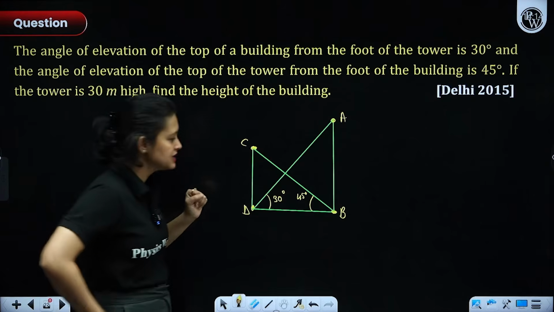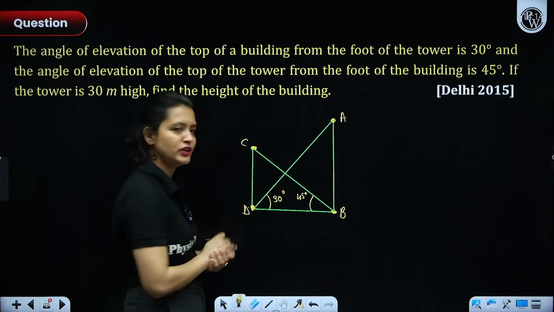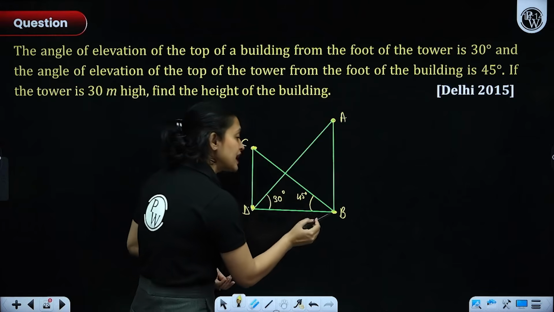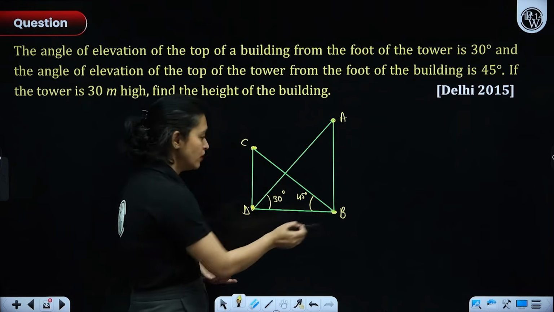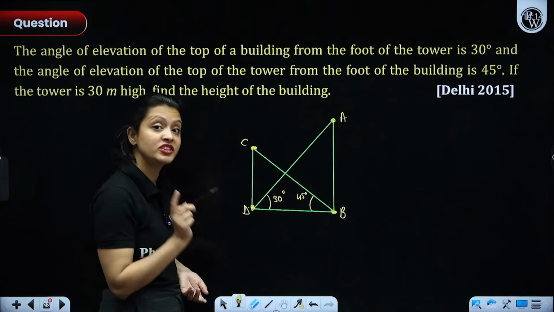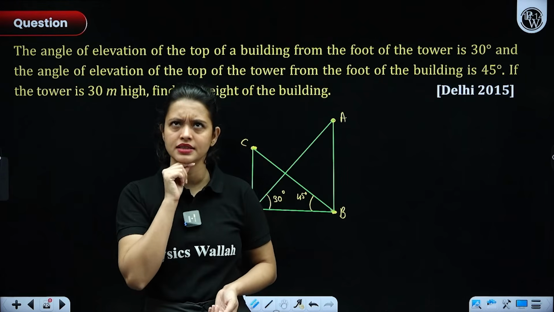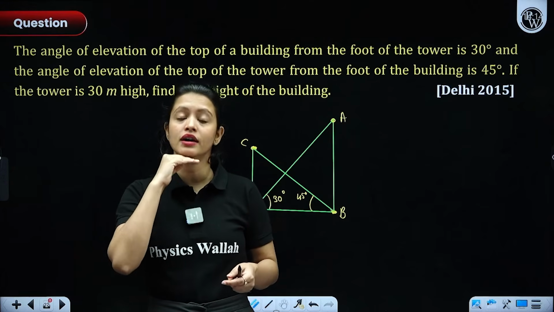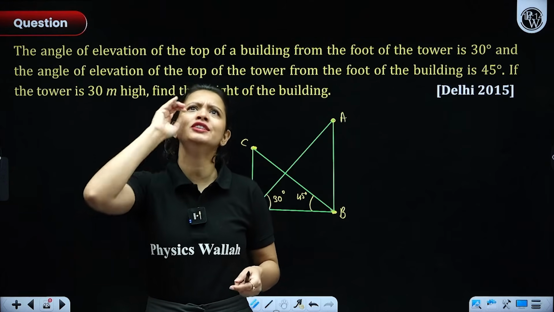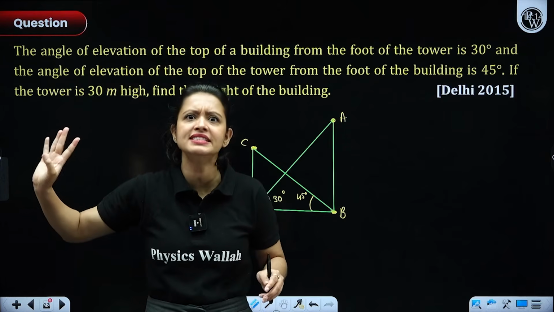Think about it, guys. I am watching the top of a building from this point and the angle of elevation is 30 degrees. But when I'm watching the tower from this point, the angle of elevation is higher. It's 45 degrees. Think about it. If I'm watching something like this, it is 30 degrees. But for 45 degrees, I'll have to incline my neck more up. That means whatever I'm watching must be higher than whatever I was watching previously.